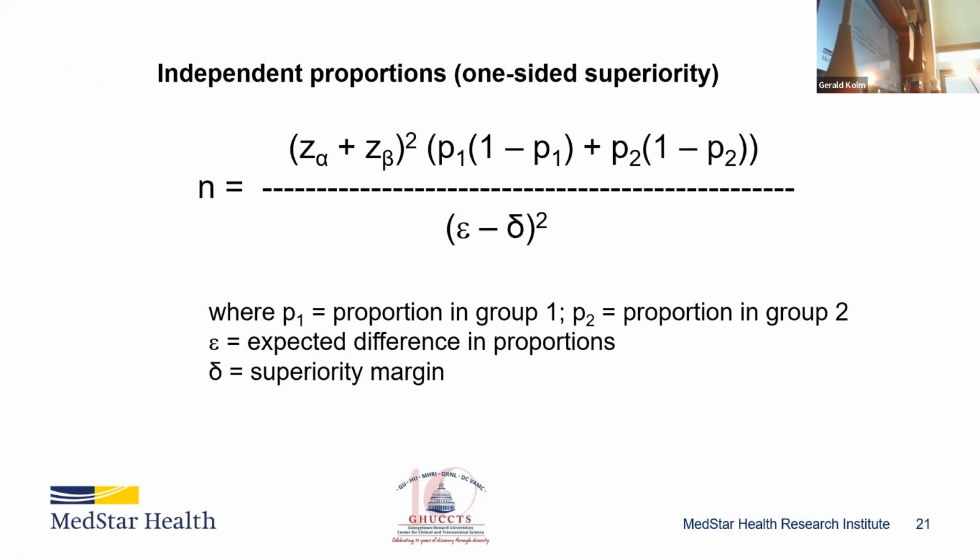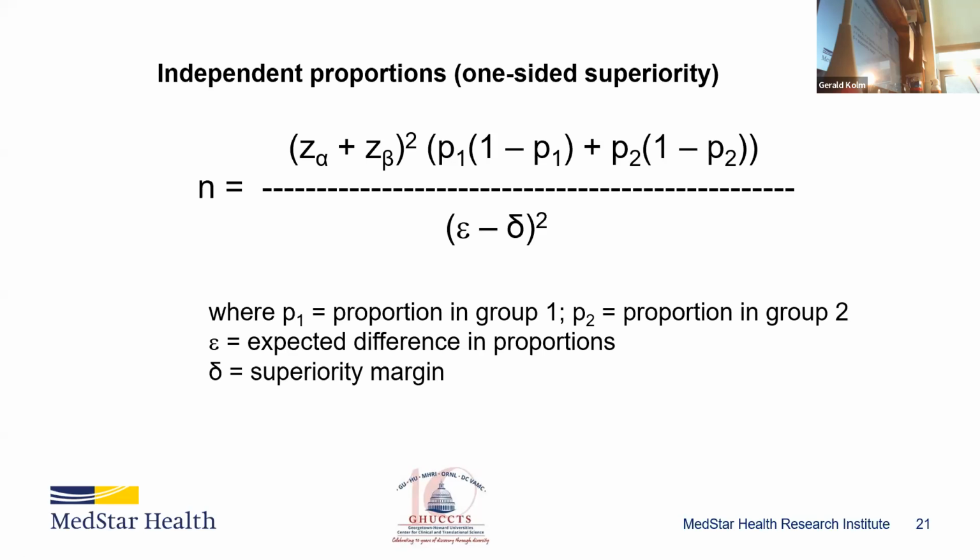So here is a one-sided superiority test for independent proportions. And what we've added here, in the numerator, is P1 and P2, where these are the proportions in group 1 and group 2 of whatever outcome we're looking at, which is a yes, no, either or.